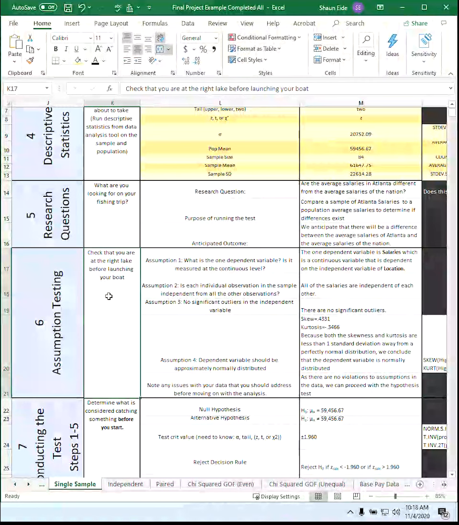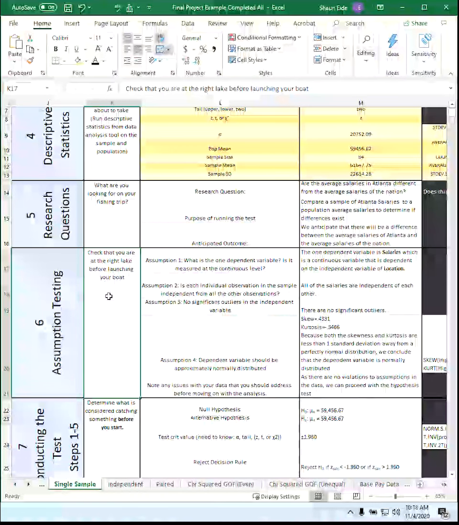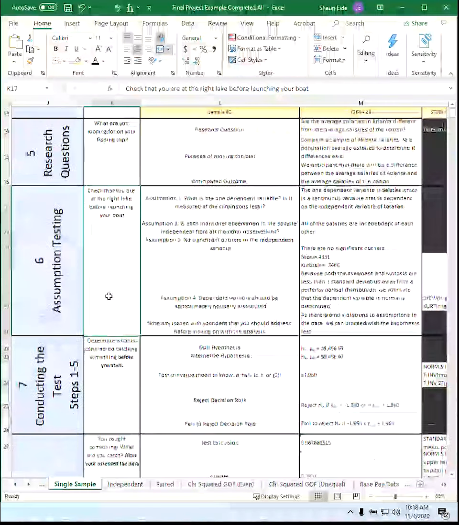Then the next thing you're going to do is make sure that you're at the right lake before you launch your boat. You get there and you're like, hey, I want to go fishing for bass. And then you look at everything and realize, oh, wait a second, there are no bass in this lake. Even though it's called Bass Lake, there's no bass. Maybe I should go someplace else. And you're checking to make sure, okay, is this the right lake for me to launch my boat in? Is this the right lake for me to accomplish what I need to do?